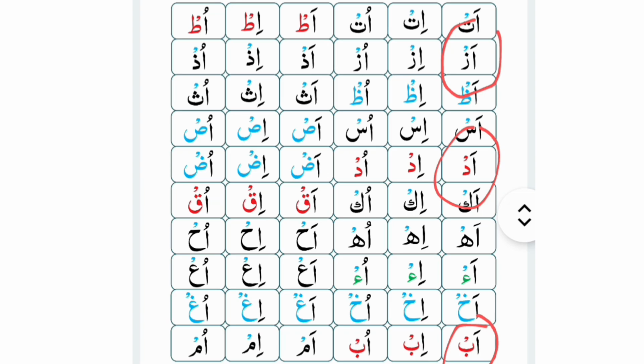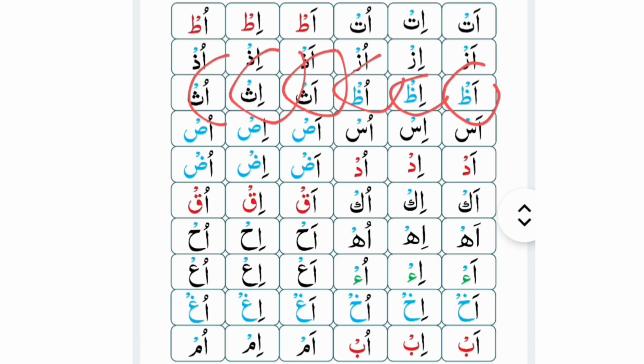Alif za fatha az. Alif za kasra iz. Alif za damma uz. Az, iz, uz. Both za and zal are different. Az, iz, uz. This one is ain. Ain is pronounced from the middle part of the throat.